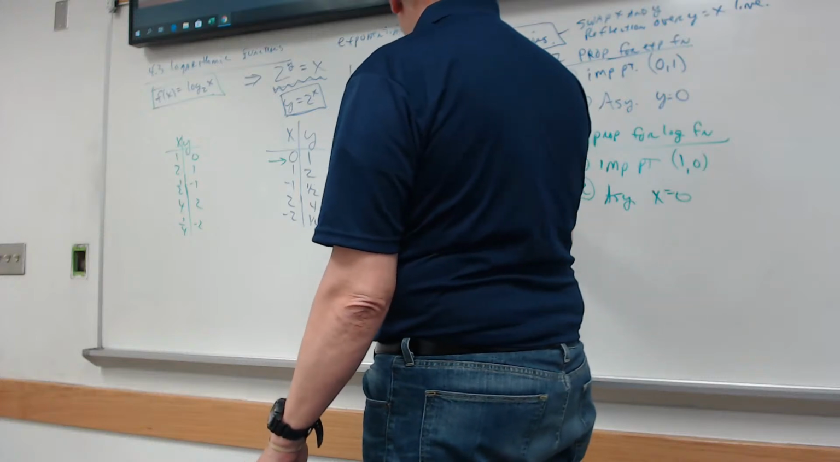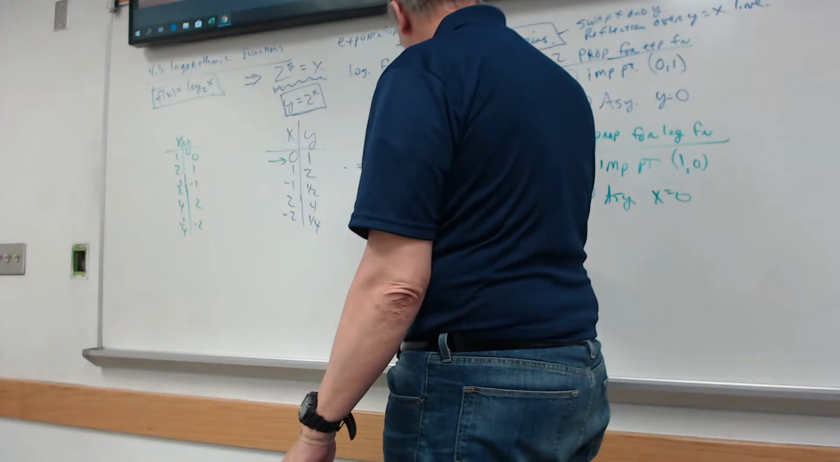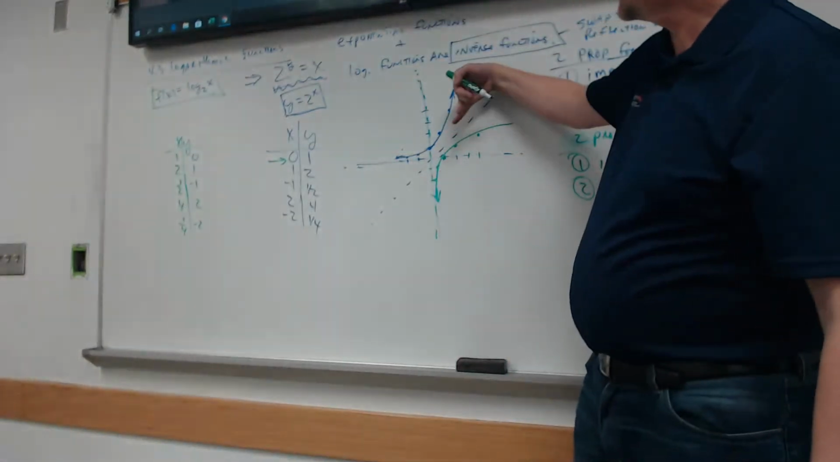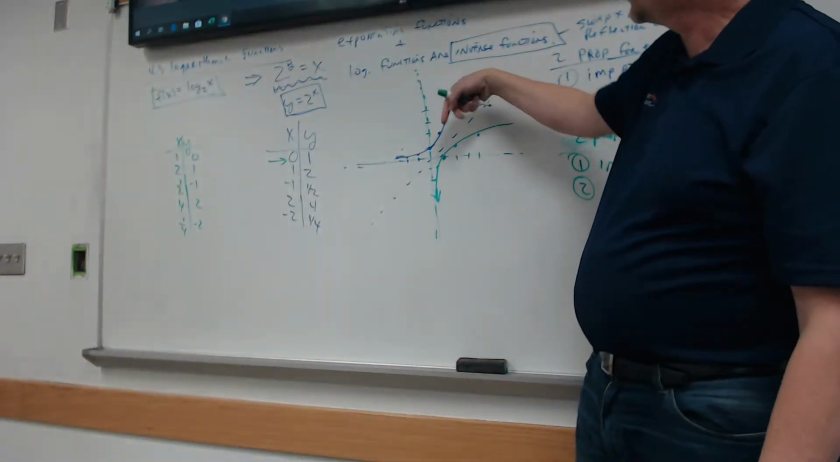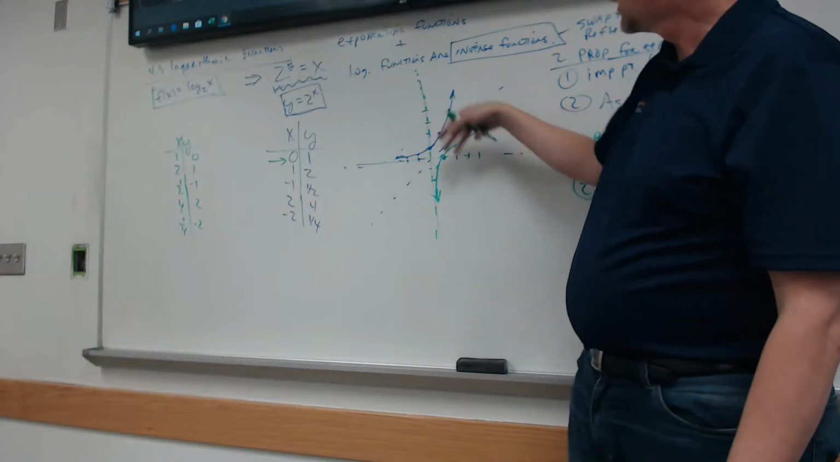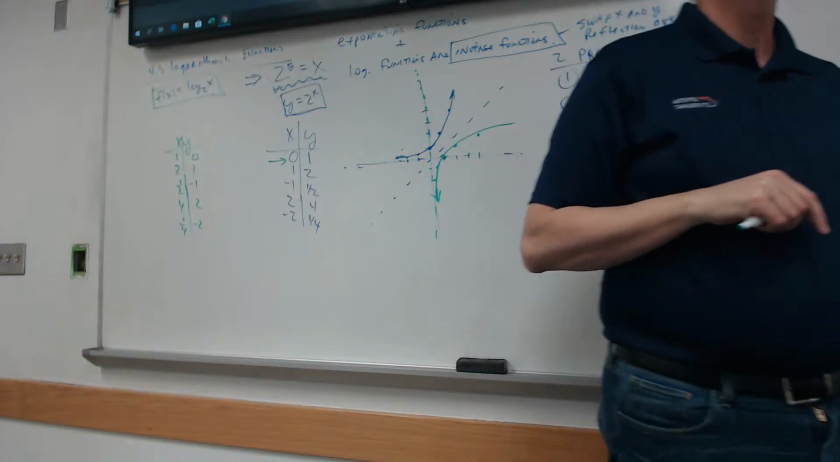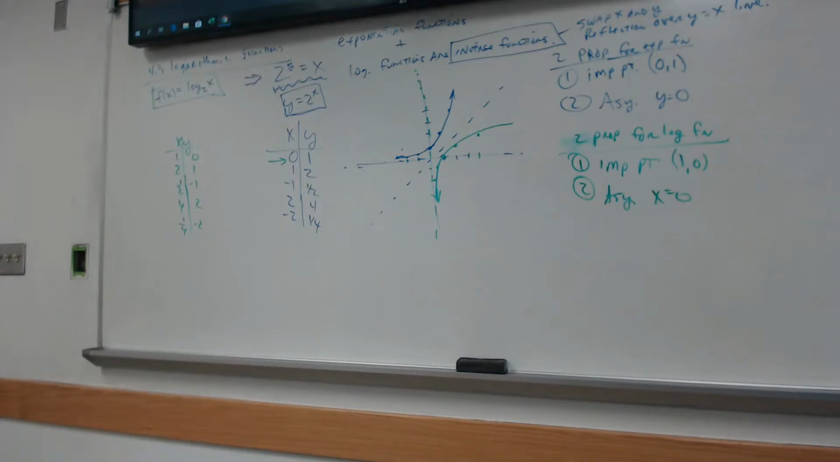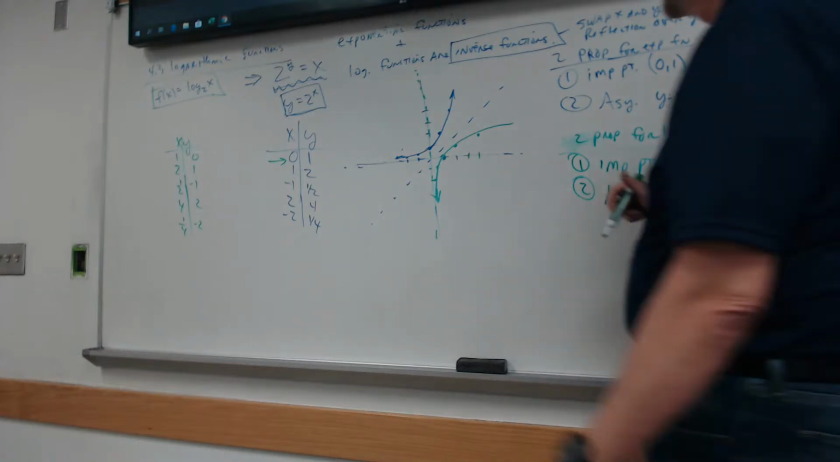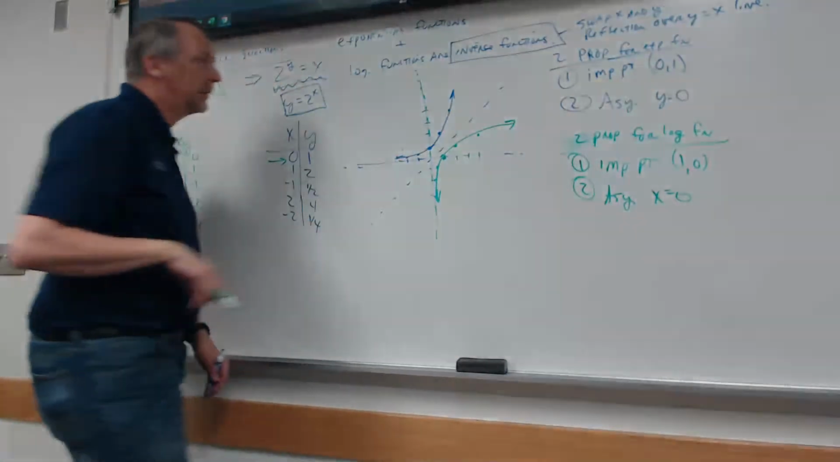So you can see that, as Michael said, if we fold it over the y equals x line, we've got a mirror image over that line. Does that make sense? Okay. All right. So that's how that works.